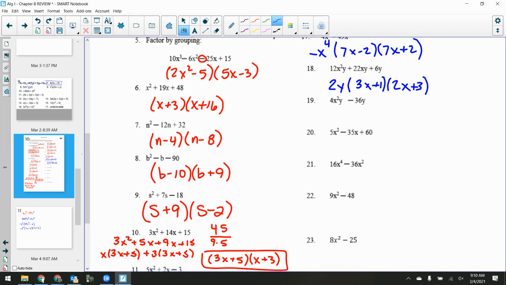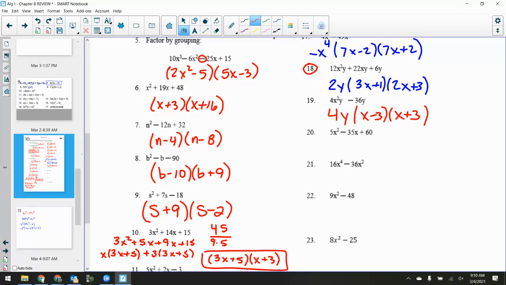Who had 19? Yes, correct. Okay, hold on. Let's go through all of the answers, and then if we have time, I'll get back into it. Number 19. Good. That's correct right there. Show that to everybody. We got a 4y, 4y, x minus 3, x plus 3.